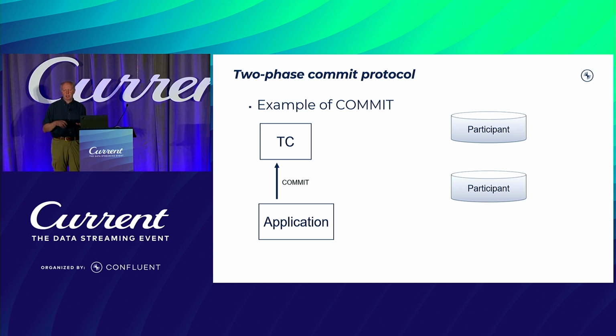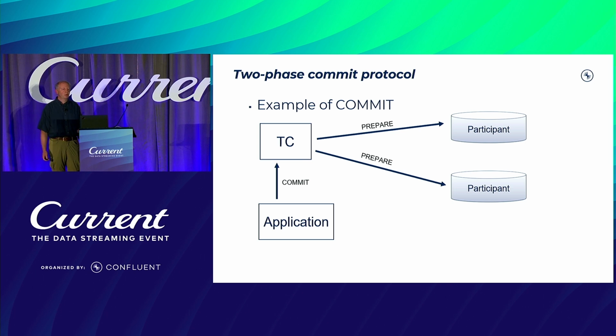Assume that the application wrote all the data to all the participants and is ready to commit. It will issue a commit operation to the transaction coordinator, and then the transaction coordinator would run the first phase of the two-phase commit, which is prepare. It will issue a prepare operation to the participants, and once participants are prepared for this transaction to be committed or aborted, they reply yes to the transaction coordinator, and then the coordinator records a commit decision.